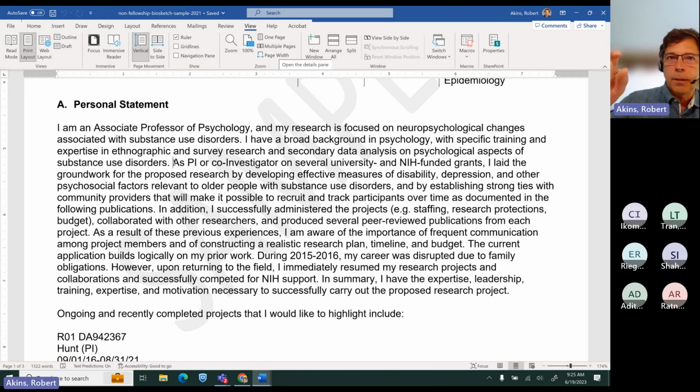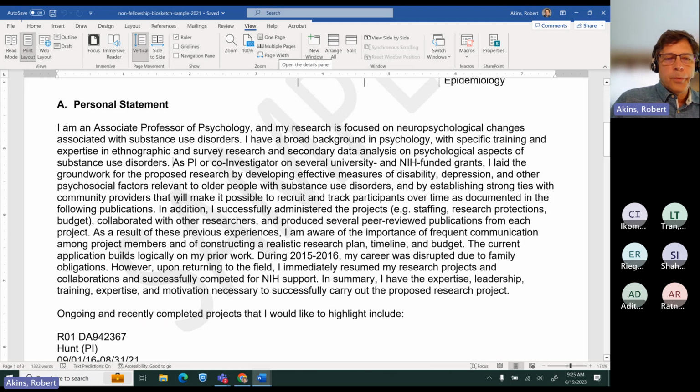Once you have the rubric set up for how you like to do your personal statements and how you think they read well, all you have to do is go in and update it along the way, right? So she talks about her position and what her background is associated with the work that she wants to do. She's been PI or co-investigator on university NIH funded grants. She laid the groundwork for proposed research by developing effective measures, right? Disability, depression, those things are then reflected. If you go down into her biosketch, those things are reflected in her work products and in her contributions.